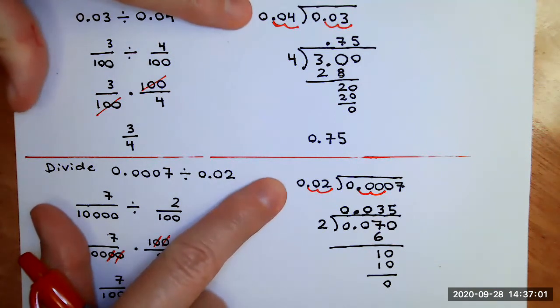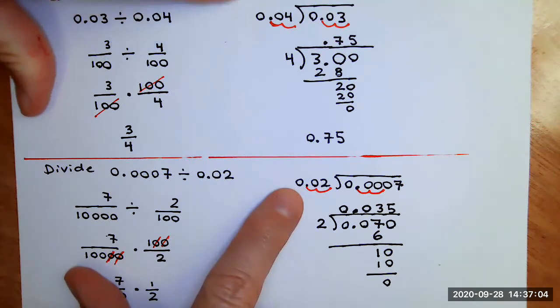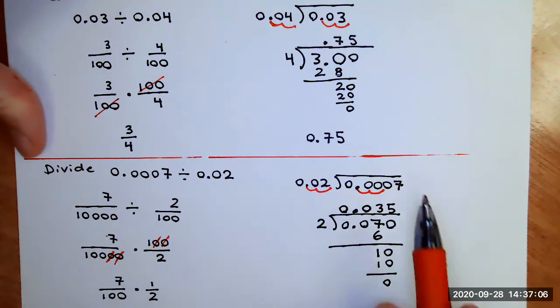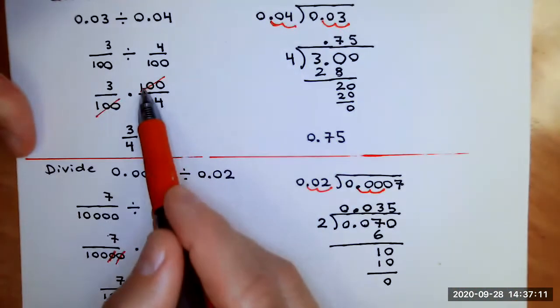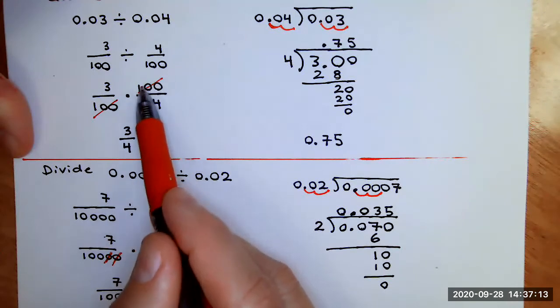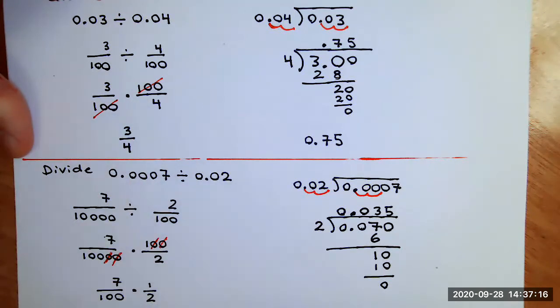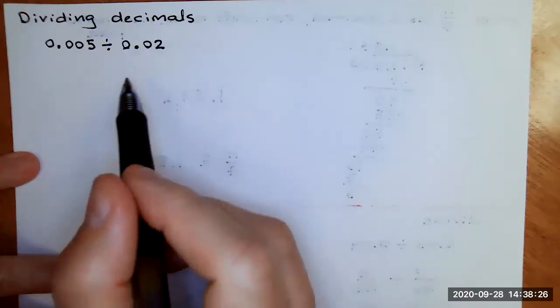So in both of these examples, we move the decimal point to the right the same number of times. And that's basically this idea of canceling multiples of 100. And here, we only had to move it 2 times. So your goal is to make your divisor into a whole number. All right, let's write that down.